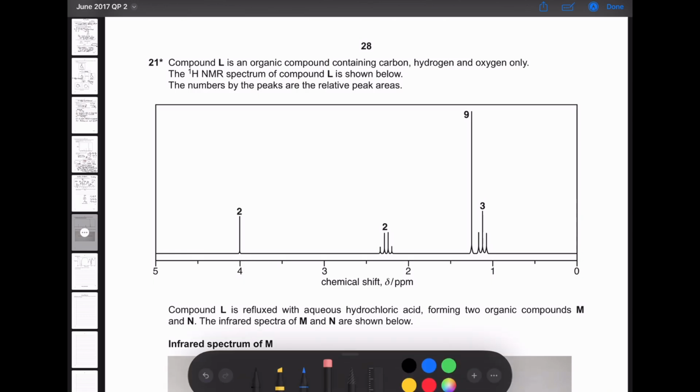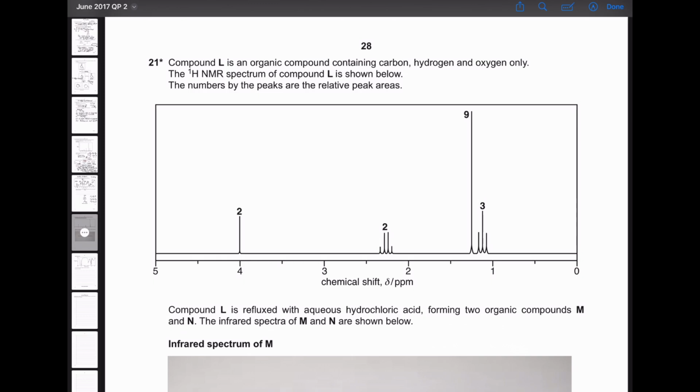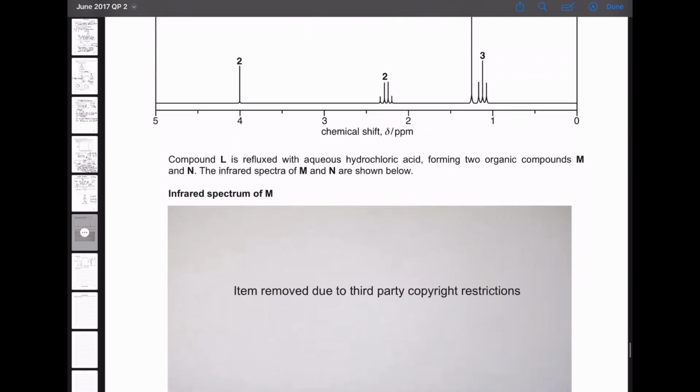Compound L is an organic compound containing carbon, hydrogen and oxygen only. The proton NMR spectrum of L is shown below, and the numbers by the peaks are the relative peak areas. Compound L is refluxed with aqueous hydrochloric acid, forming 2 organic compounds M and N, and the infrared spectra is shown below. Well, it's gone.